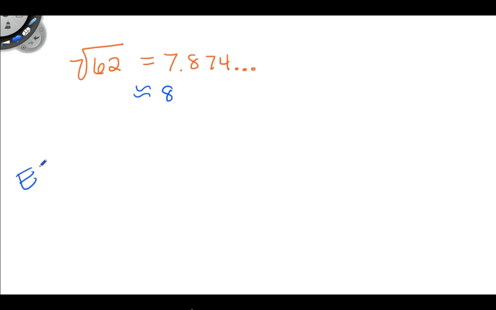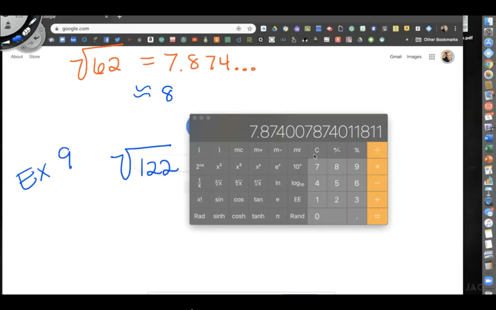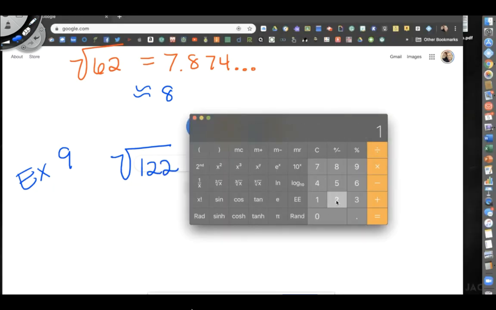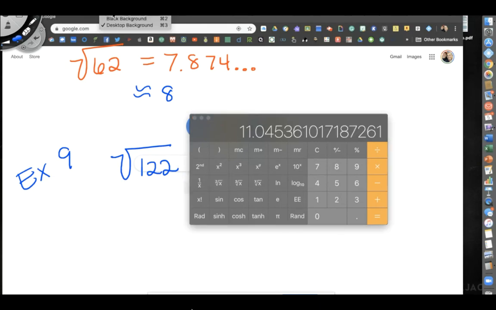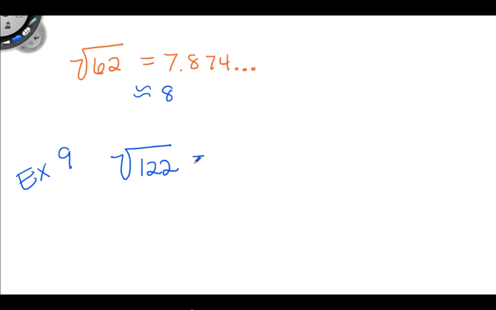All right, let's try the same thing for example 9. Square root of 122. All right, so let's do that. 122 square root, and there's my crazy decimal. All right, so let's write that down. This came out to 11.045.